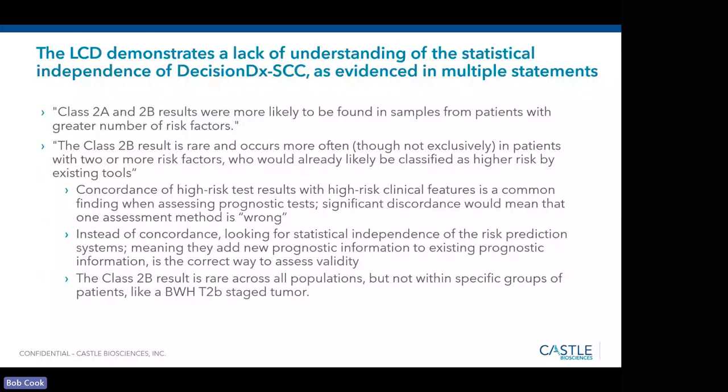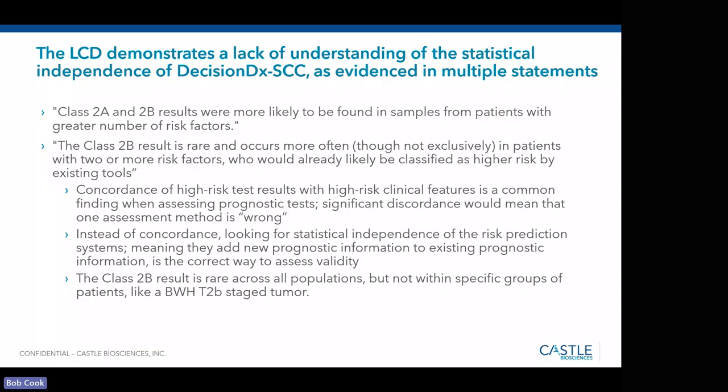The second area of clarification is in regard to the independent prognostic information that's provided by DecisionDx. And these statements in particular, the two statements that you can read here, the first being class 2A and 2B results were more likely to be found in samples from patients with a greater number of risk factors. And then the second statement that the class 2B result is rare and occurs more often, though not exclusively, in patients with two or more risk factors who would already likely be classified as higher risk by existing tools. These statements suggest that the alignment with clinical features substantiates the prognostic information provided by DecisionDx-SCC.